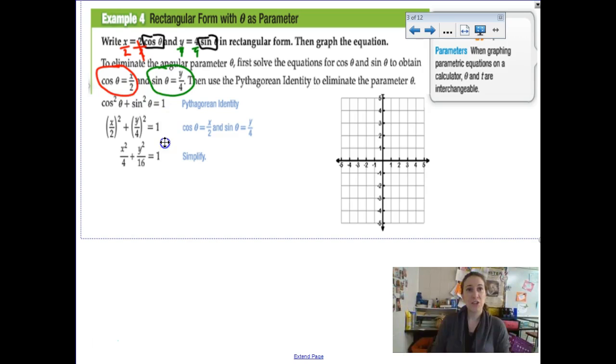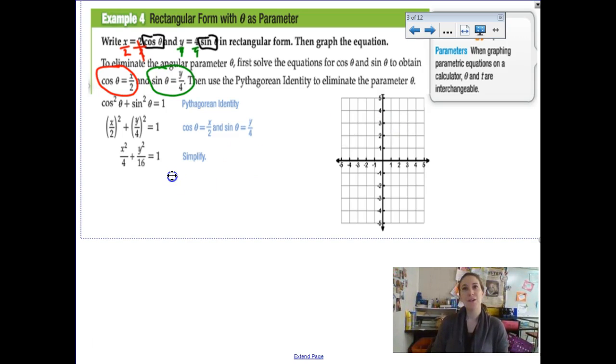Then they take those two clues, the fractions x over 2 and y over 4, and instead of cosine and sine in the Pythagorean identity, they replaced cosine and sine with x over 2 and y over 4. Then they square the fractions and they get x squared over 4 plus y squared over 16 equals 1. And what do you know? That is one of our conics. Isn't that nice? We're just marrying various things we've learned in the past.